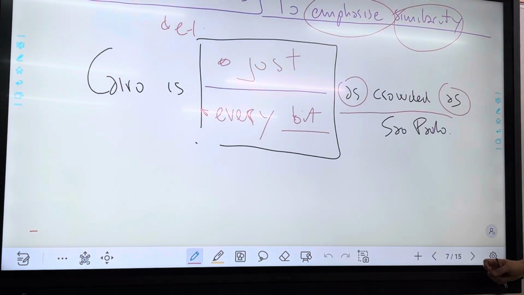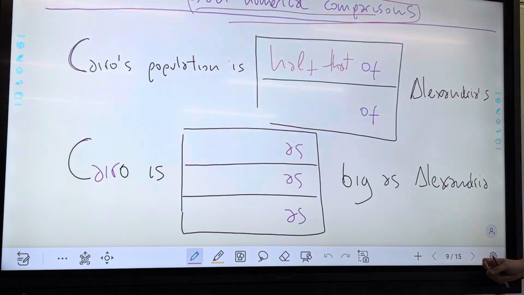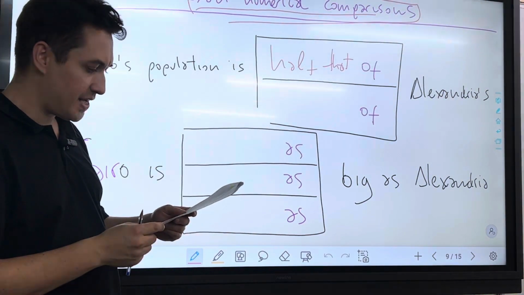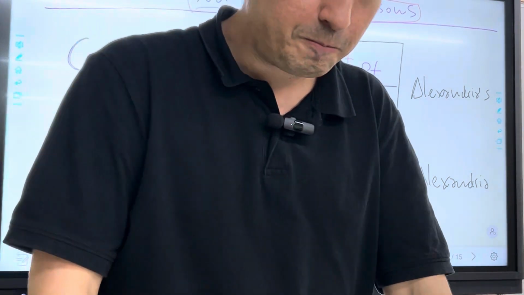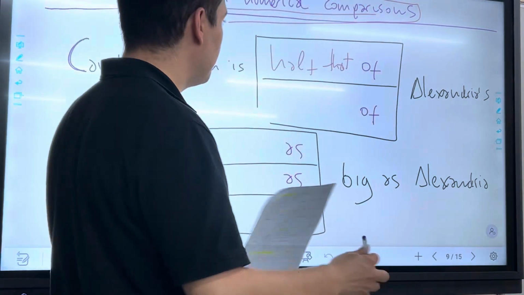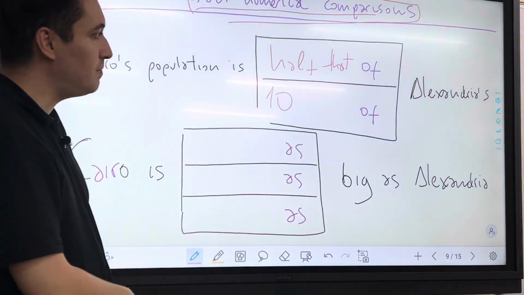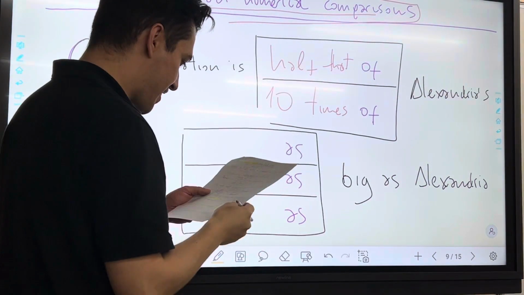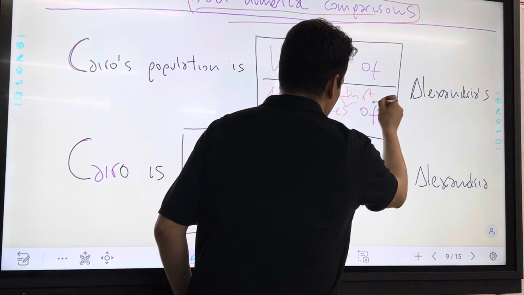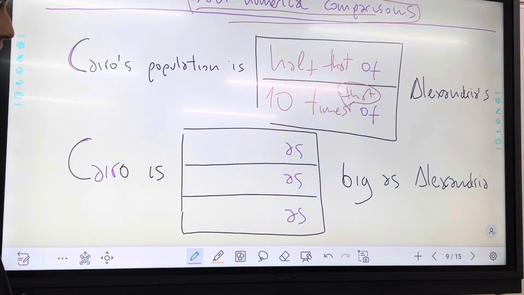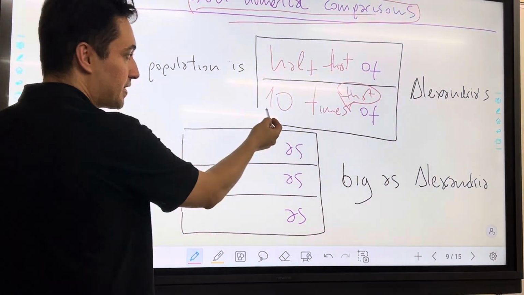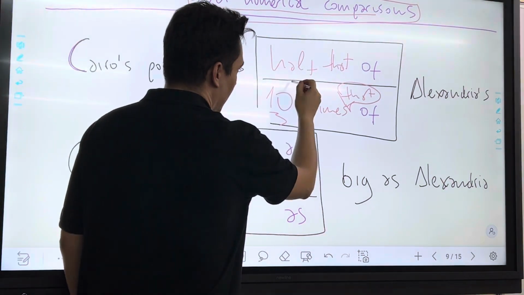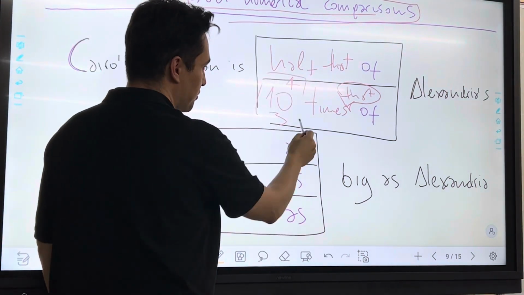Okay, let us continue. So, twice that of Alexandria's. And here, another possibility. Imagine that I want to say, it's 10 times that of Alexandria's. 10 times that of Alexandria's. This is number 10, but you could use any other number: 3 times that of Alexandria's, 4 times that of Alexandria's. Here you would use a number.